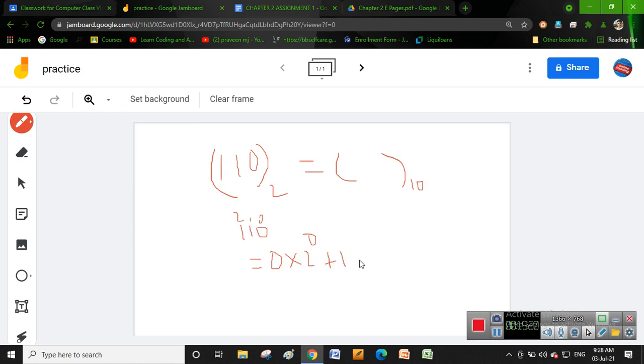Next, 1 into 2 to the power 1, from the right side, plus 1 into 2 squared. So 0 into anything is 0, 1 into 2 is 2, 1 into 2 squared is 4. Okay, 4 plus 2 is 6. So 6 is the decimal number equivalent to the binary number. Clear? So this is the way we have to do it.